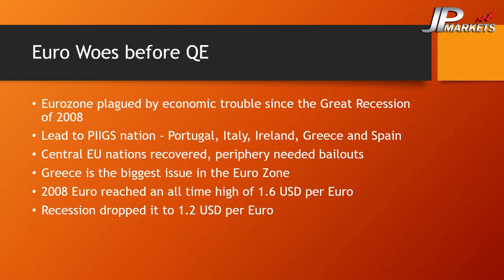The eurozone has been plagued by economic troubles since the Great Recession in 2008, which led to what some people refer to as the PIGS nations, which is Portugal, Italy, Ireland, Greece, and Spain. A lot of Forex traders sometimes refer to these as the bailout boys. As the central EU nations recovered, the peripheral nations still needed bailouts, especially Greece, who had the biggest problems in the eurozone. In 2008, the euro reached an all-time high of $1.6 per euro before this started coming down. Recession dropped it down to about $1.2 per euro.